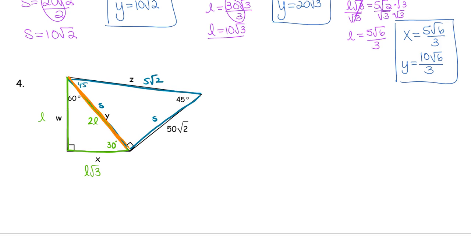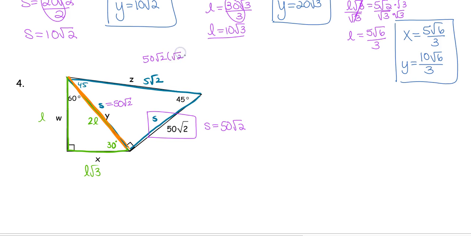We are going to start with the one piece of information that we were given, and that is 50 root 2. And the good news is we were given that was S. So S is 50 root 2. This side over here is also S, so this is also 50 root 2. And this is S times root 2.